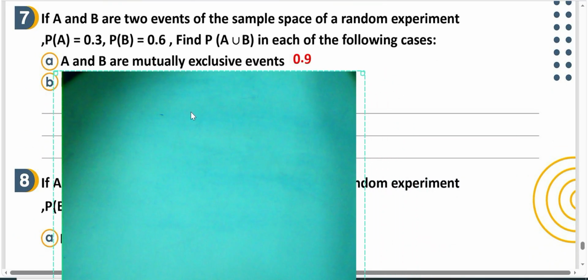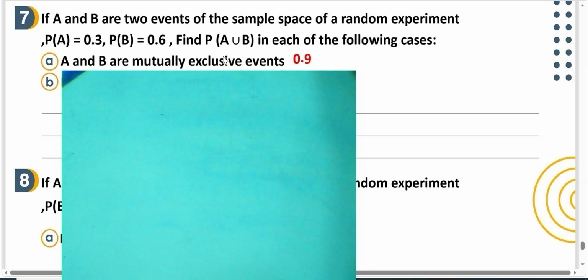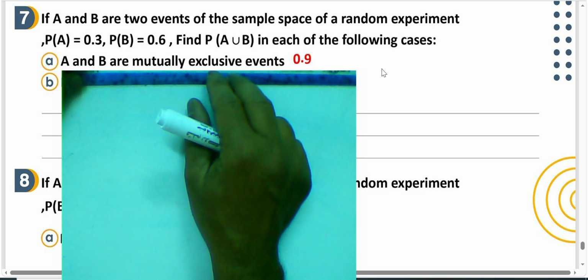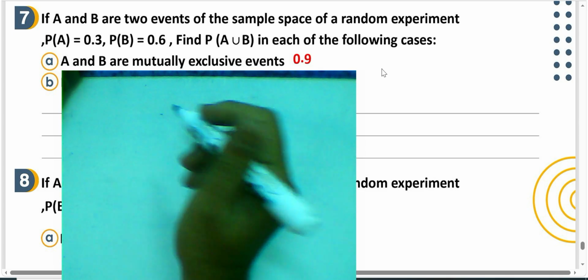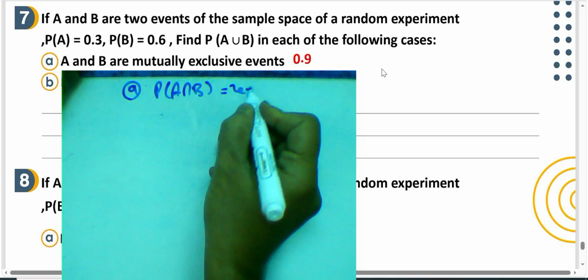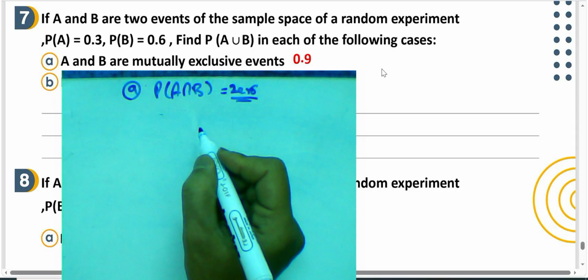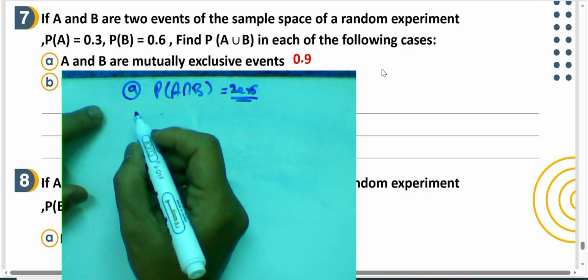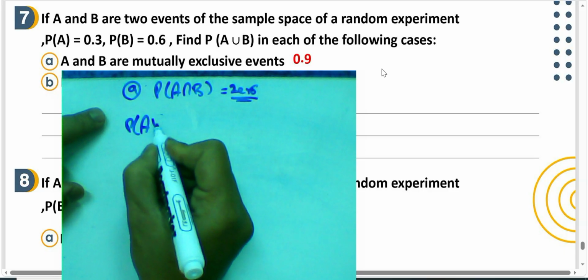We have probabilities of A and B, and want to find the probability of A union B in two cases. First case, A and B are mutually exclusive events, meaning the intersection between them equals the null set, and the probability will be 0. So for letter A, the probability of A intersection B equals 0.